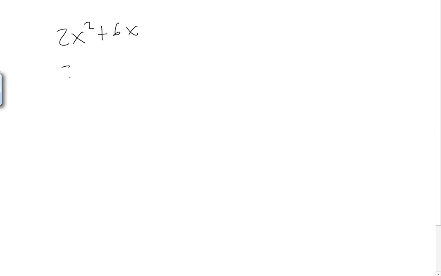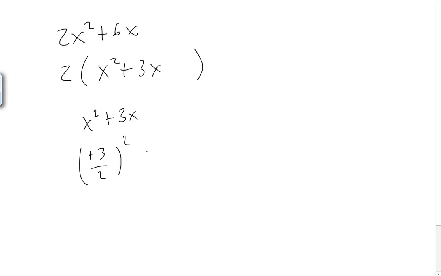So usually what we do is we take the 2 out and just complete the square on x squared plus 3x. Make sure you take the 2 out of both of those terms. So then you see, okay, well, I can complete the square just on x squared plus 3x. That's no problem. I take positive 3, I divide it by 2, and then I square it. Positive 3 divided by 2 squared gives me 9 over 4.